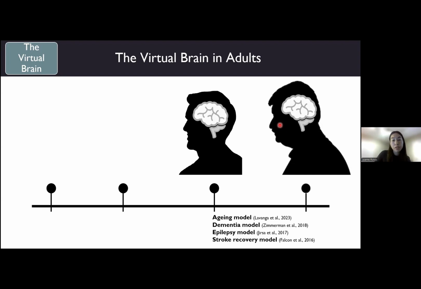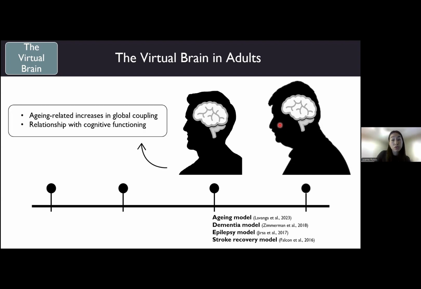In an aging population as well, TVB has recently been used to identify how global modulation of brain dynamics by structural connectivity, so captured by this global coupling model parameter that we have within TVB, was found to increase with age and SC deterioration. The trend was suggested to contribute to reduced dynamical flexibility and poor cognitive performance.